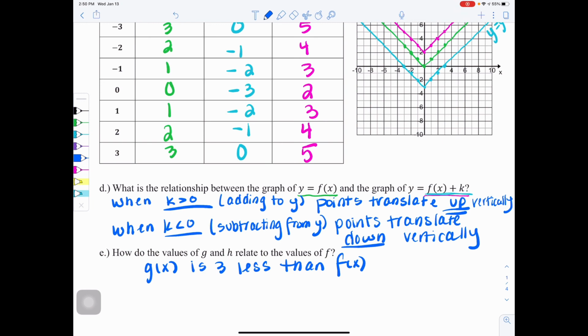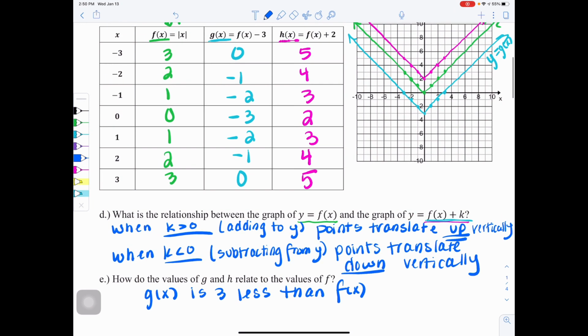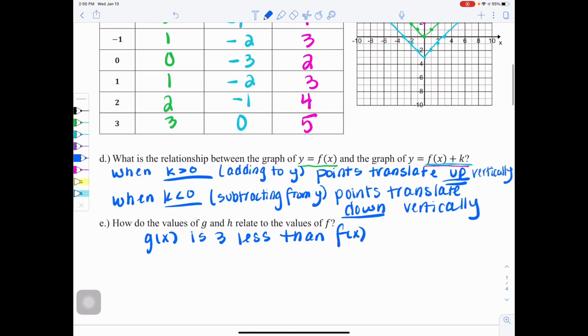If we look at h of x compared to f of x, 3 went to 5, 2 went to 4, 1 went to 3, you can see that they are 2 more. So h of x is 2 more than f of x.